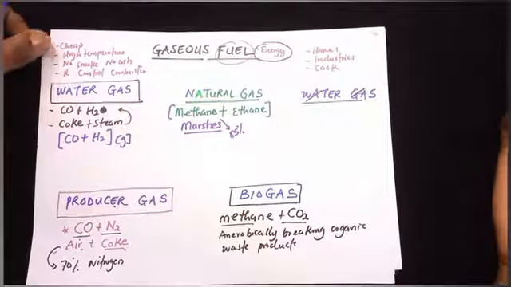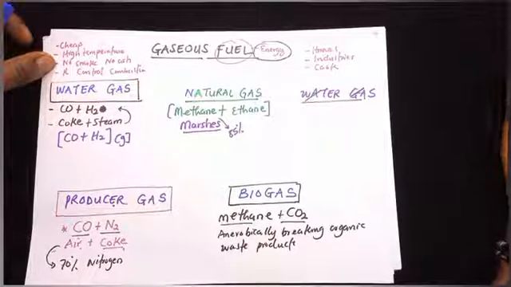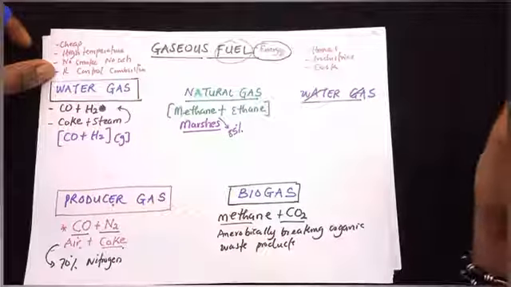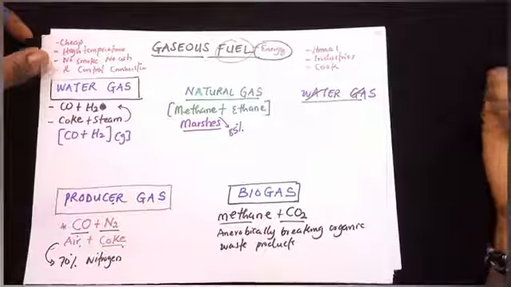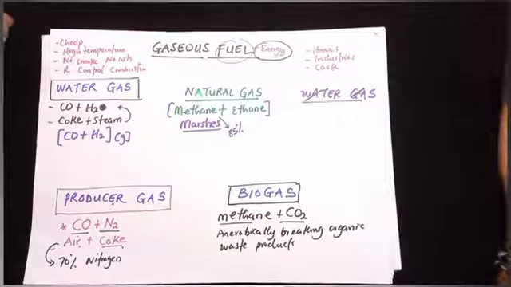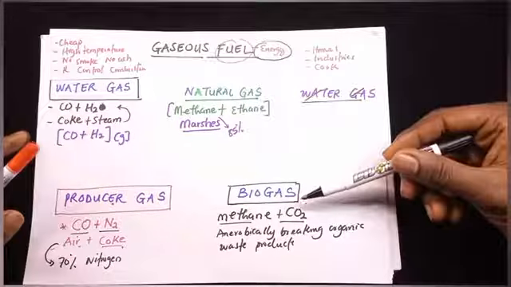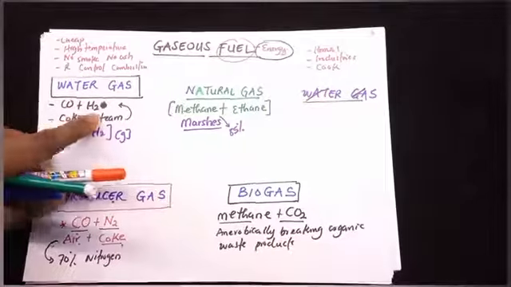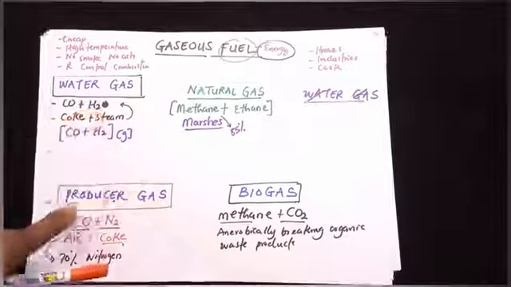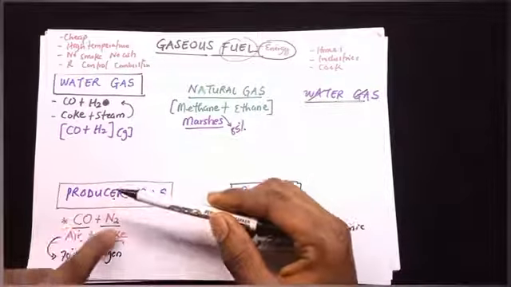We also said that they are important because they are cheap. They are economical. We can burn them to high temperatures. No smoke is produced, ash is not produced. We can also control or regulate the temperature and the combustion. And then we said the examples of gaseous fuels include water gas, natural gas, producer gas, and biogas. We said water gas is rich in what? Carbon monoxide and hydrogen. Producer gas, plants, producers, is rich in carbon monoxide and nitrogen.